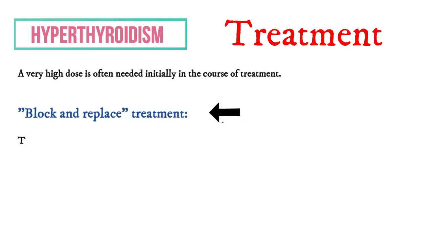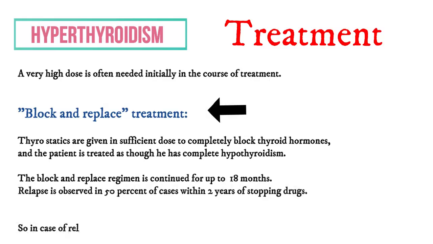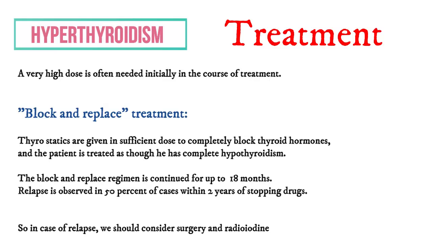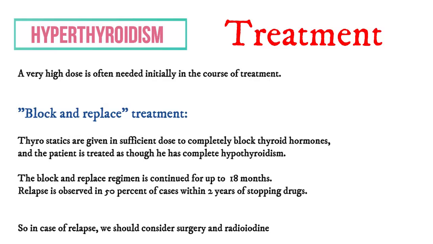A very high dose is often needed initially in the course of treatment, but the dose is adjusted in the subsequent visits. Titration of the dose is difficult sometimes. So, block and replace treatment may be adopted. In block and replace treatments, thyrostatics are given in sufficient doses to completely block thyroid hormones, and the patient is treated as though he has complete hypothyroidism. The block and replace regimen is continued for up to 18 months. It is believed with a block and replace regimen, there is no under and over treatment.